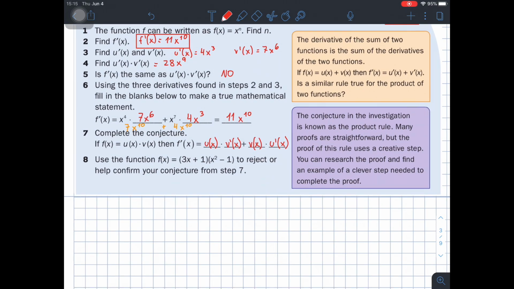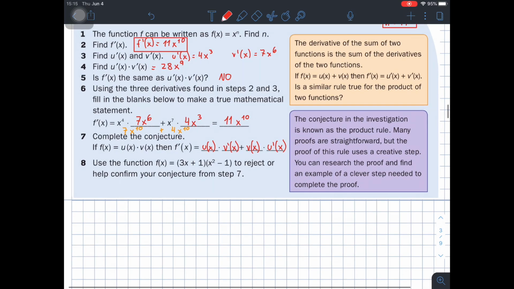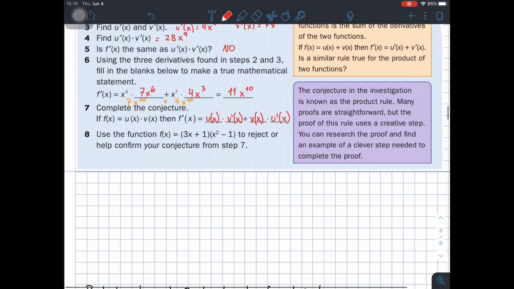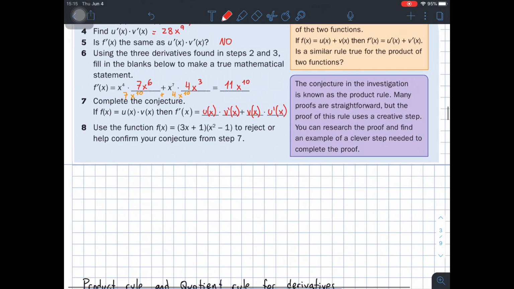It says, the conjecture in the investigation is known as the product rule. Many proofs are straightforward, but the proof of this rule uses a creative step. You can research the proof and find an example of a clever step needed to complete the proof. I'm going to be posting a video which demonstrates where the product rule comes from, and you'll see what the book means when it says that it uses a creative step. You don't need to know that demonstration, but in case you're curious, I'm going to put the link to the video later on in Google Classroom.